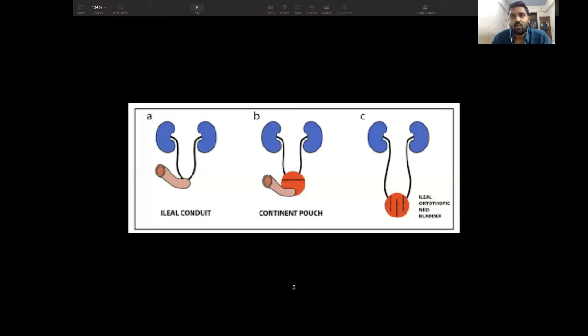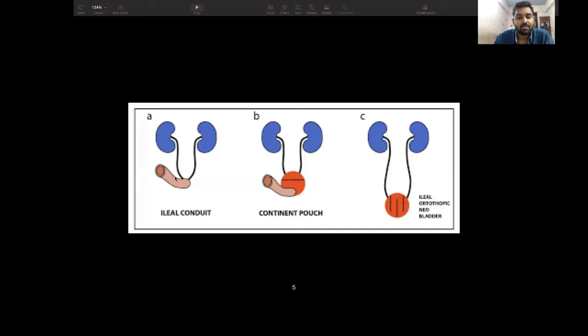Now the patient voids via the naturalis, that is via the external urinary meatus. Now coming to this slide, you can see there are three types of urinary diversion. Type A, on the extreme left, is what is called a non-continent cutaneous diversion. The word non-continent means there is no continence mechanism, so the urine is constantly dribbling via your external stoma to the outside.